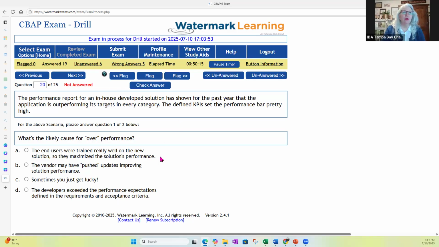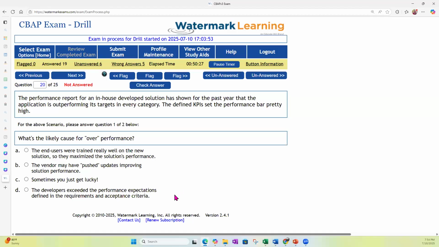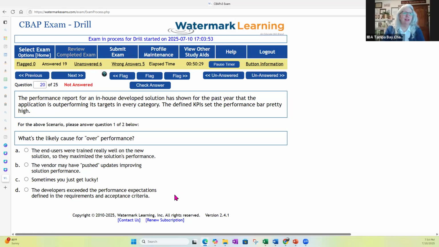The end users were trained really well on the new solution and they maximized the solution's performance. The vendor may have pushed updates improving solution performance. Sometimes you just get lucky. The developers exceeded the performance expectations defined in the requirements and acceptance criteria. The BABOK actually says something about this.